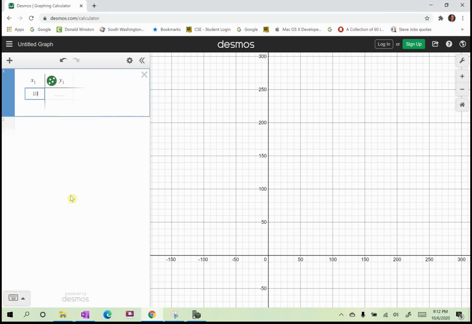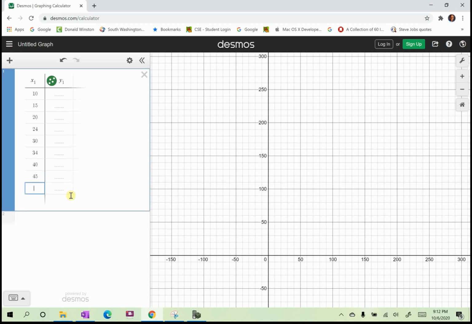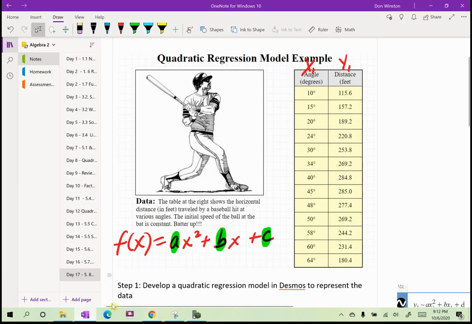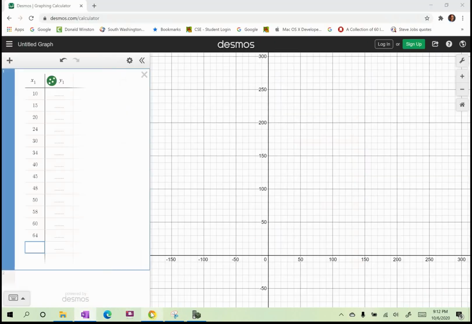Okay, so the first one, 10, 15, 20, 24, 30, and I'm just pressing the enter key each time I enter in the value, and it just cursors down. 40, 45, 48, 50, 58, 60, and 64. So that was my angle, x1. Now I need to enter in my feet.